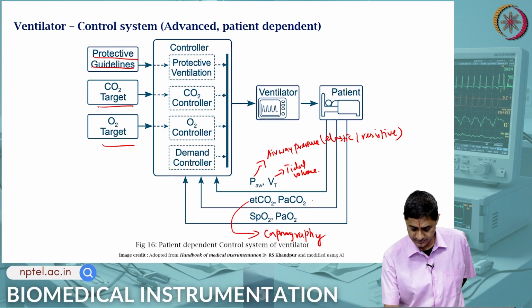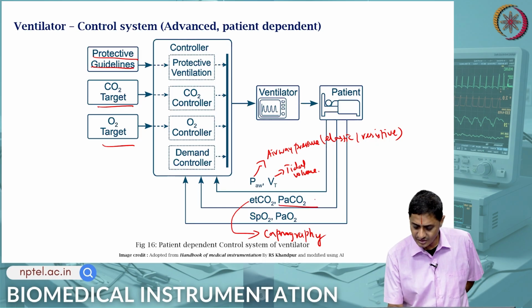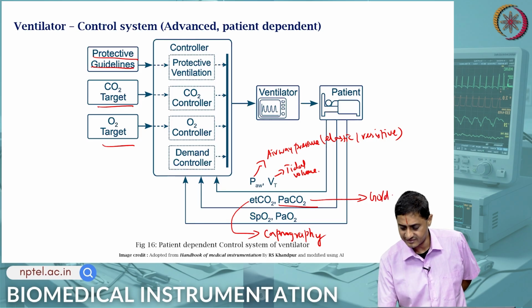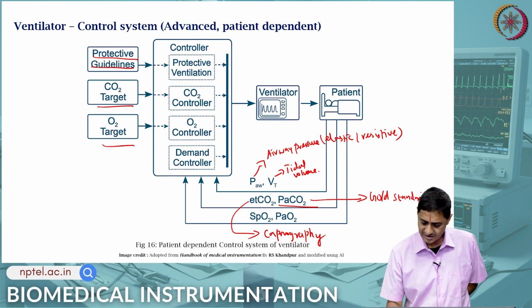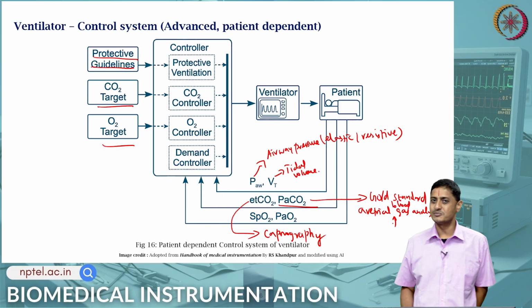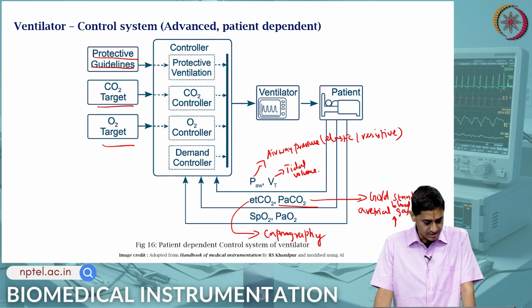Then you have PaCO2, like you have PaO2, you have PaCO2. This is actually the gold standard. This is what you would ideally like to measure as a parameter for your feedback system, but it requires arterial blood gas analysis, which is not actually a simple process and may not be real time. It may be time consuming, and requires analysis of arterial blood gas levels. It is not a trivial process.